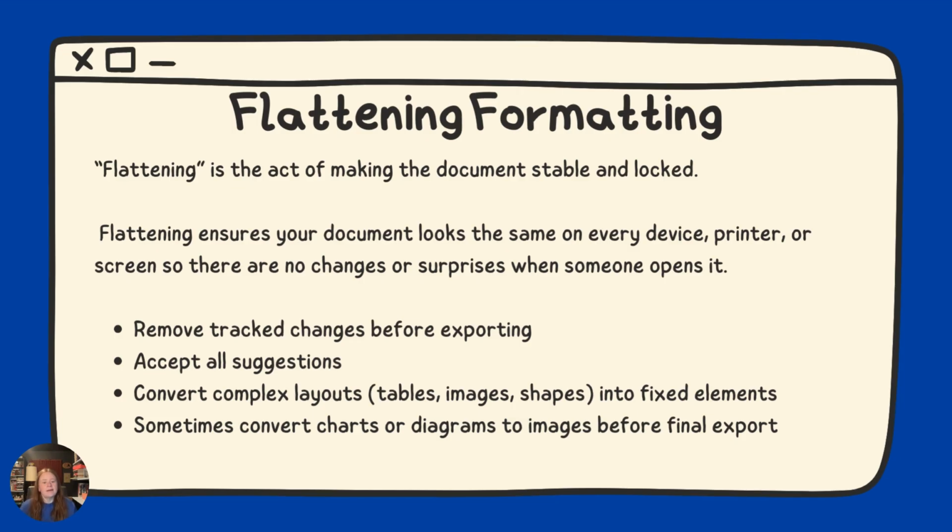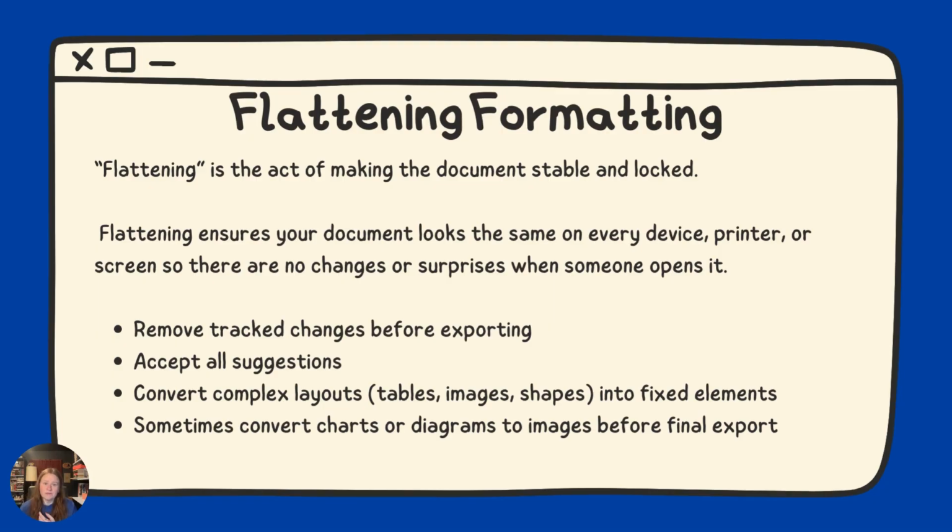So flattening formatting. This is probably a term you've come across before, like to flatten something. It's basically just taking all this different work that we've done and putting it into a stable, locked version. This makes sure that all of that hard work you've done for the formatting, setting up your styles, stays the same for anybody else who looks at that document. So you need to make sure that you've removed all tracked changes, accepted all suggestions, resolved comments, and converted any kind of complex pieces.